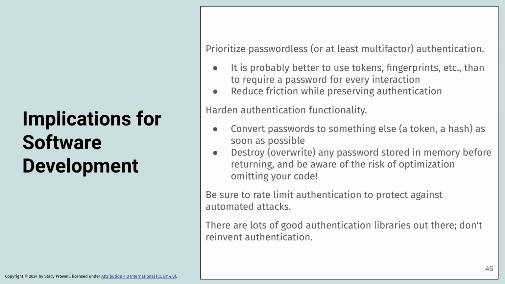You should harden authentication functionality, right? Convert your passwords to something else, hash, a token, or something as soon as you get them, right? Someone logs in, and you immediately hash that password, erase it, destroy it in memory, override it, and be sure that the code gets through the compiler. Override it in memory, and then you can use that hash or something else later on as you work forward. Be sure to rate limit authentication, right? We saw that when we talked about the Girl Scouts coming to our door. Rate limit authentication requests so you protect against automated attacks, okay?